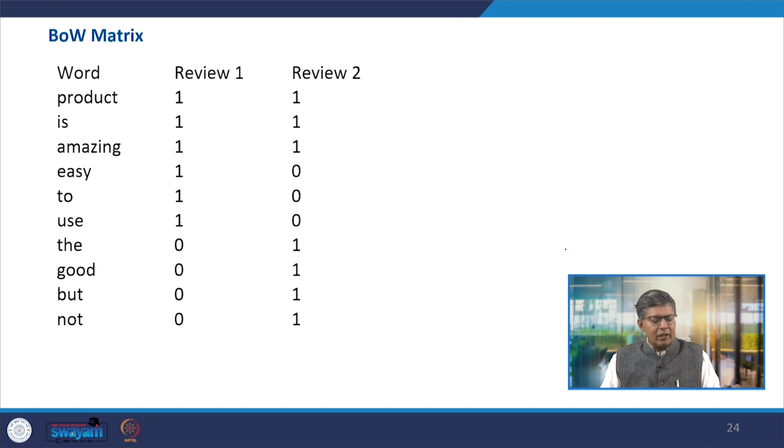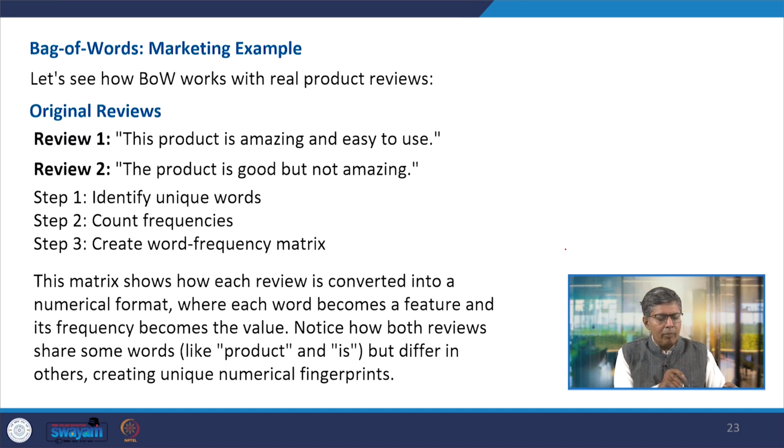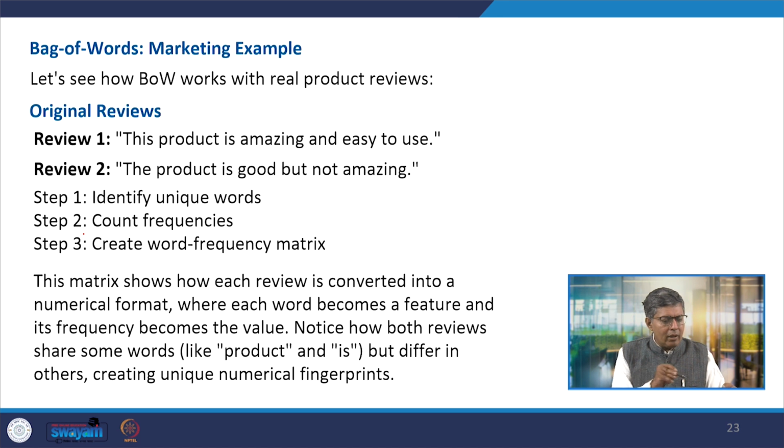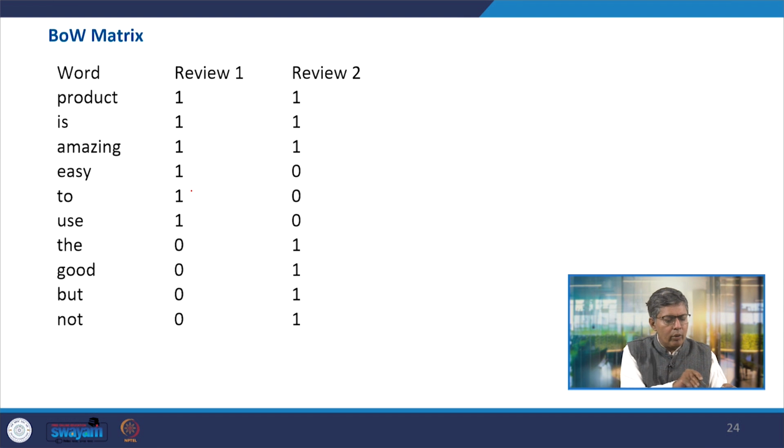So, let us see this. Now, words, review 1, review 2. Let us say the words are product, is, amazing, easy, to, use, the, good, but, not, right. So, we are taking different words only. The product is amazing and easy to use. So, you got product, is, amazing, easy, to, use, right, and the is here also. Now, the product is good. Suppose there is repetition, product 2 times. You do not have to write it 2 times. Once only you have to write all the words, right. Suppose I have missed something, you can ignore that.